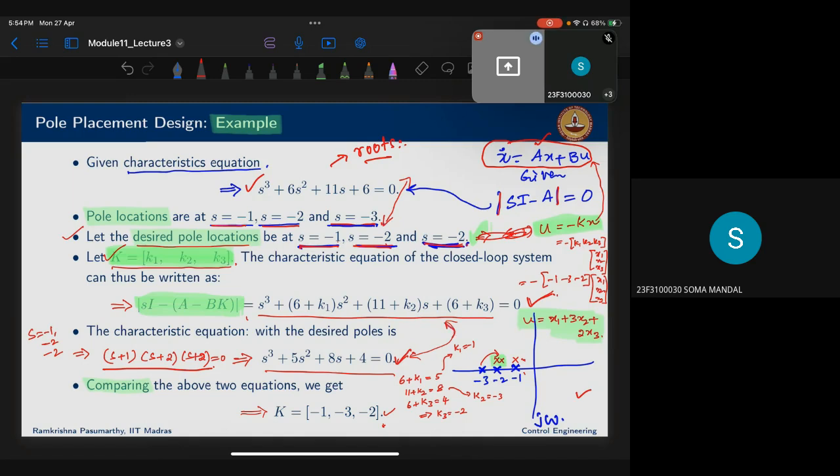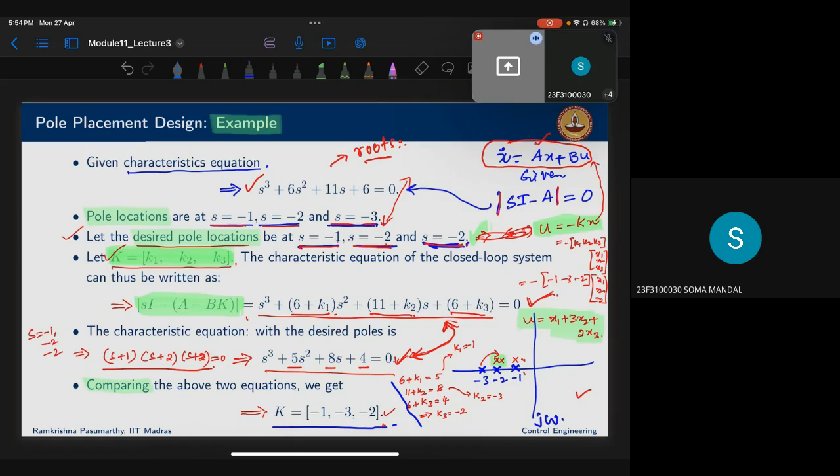Now we have these two polynomials, you can compare them. If you compare, what do you get? 6 plus K1 and 5, 11 plus K2 and 8, 6 plus K3 and 4. These three equations give you K1, K2, K3 as -1, -3, -2. Is this clear? Yes, sir.